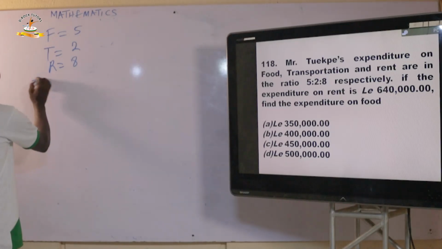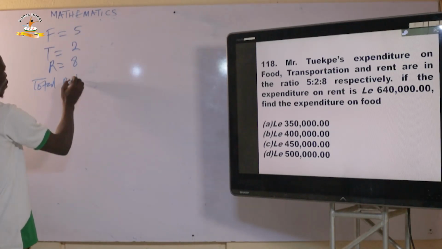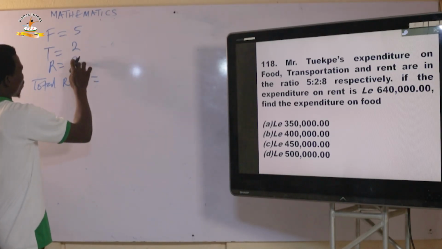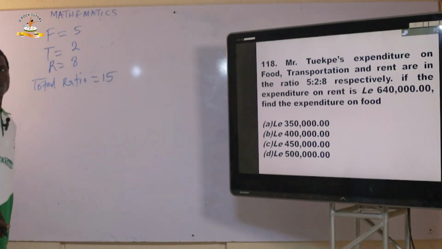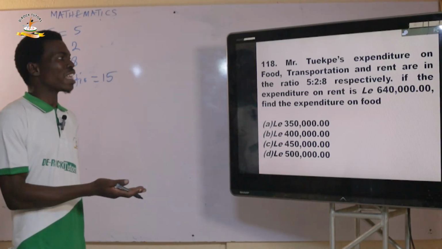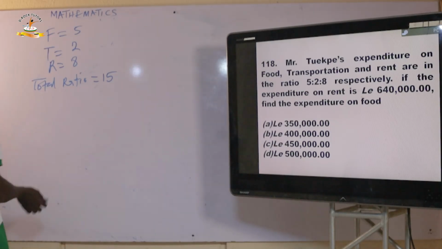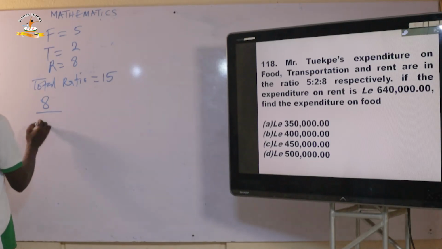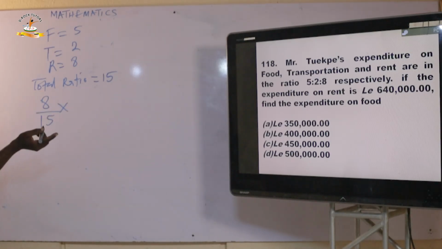And what is the total ratio? The total ratio will be the addition of all the ratios, and that is going to be what? 2 plus 8 is 10, plus 5 is 15. Now, the expenditure on rent is given. Don't forget the ratio of rent is 8 over the total ratio, which is 15, times the total amount, which you don't even know.